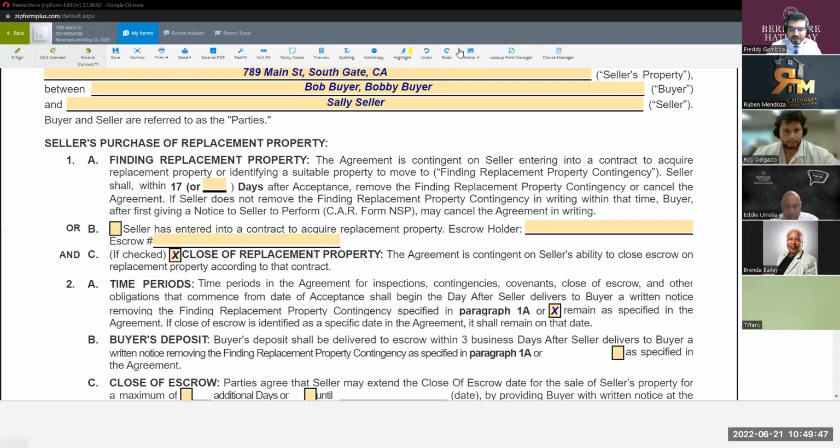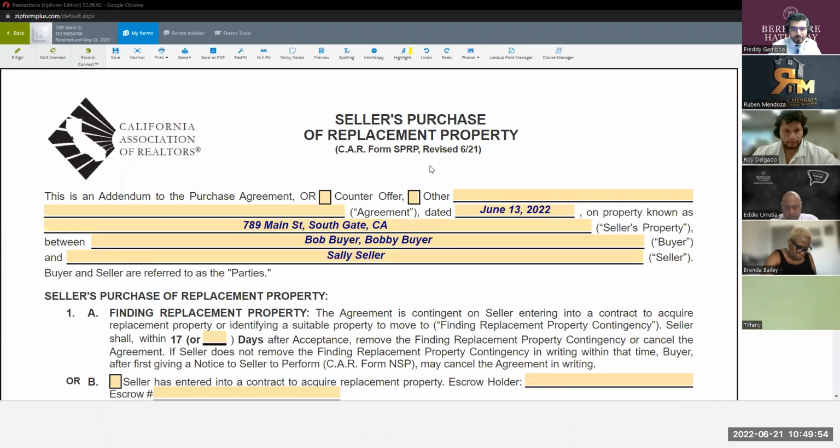Okay, I have 17 days. So seller has 17 days to remove the seller's purchase of replacement property contingency, to be removed within 17 days.